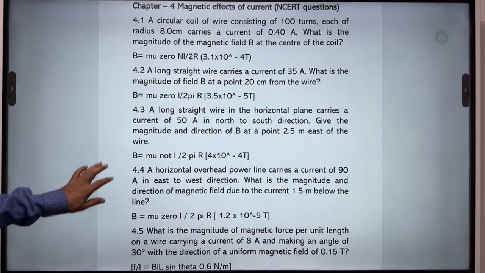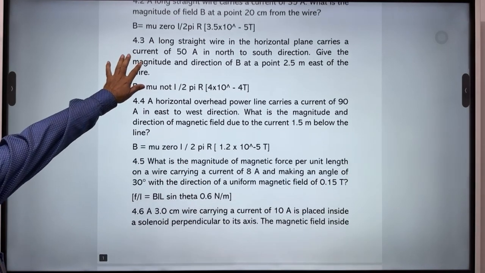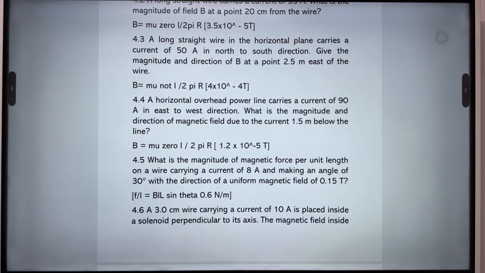Now we are going to see the third question. The third question says: a long straight wire in the horizontal plane carries a current of 50 ampere in north to south direction. Give the magnitude and direction of B at a point 2.5 meter east of the wire.